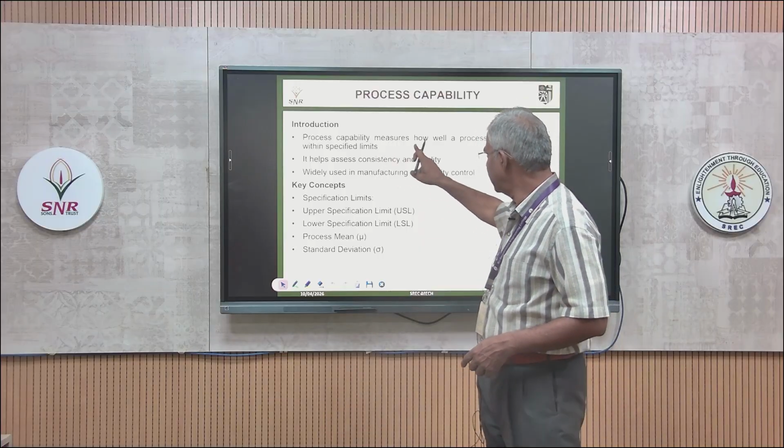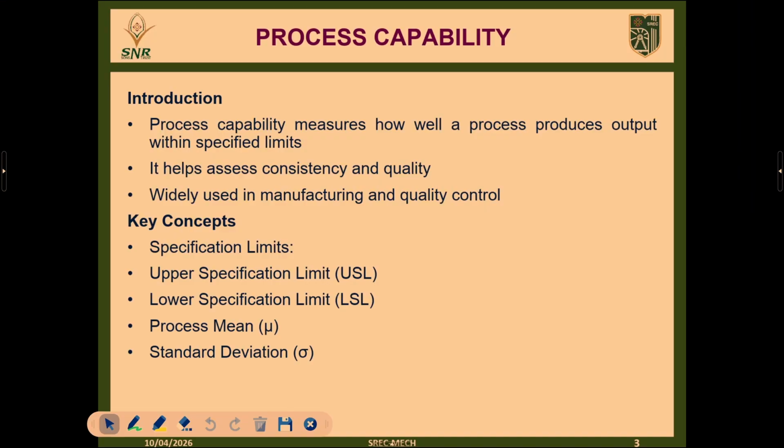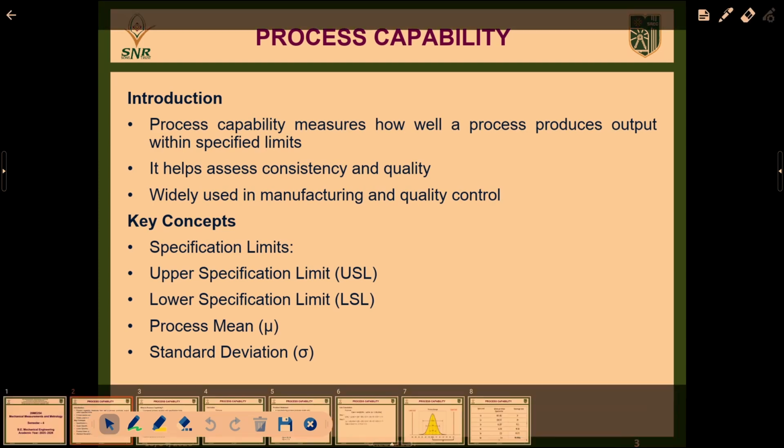Process capability measures how well a process produces output within the specified limits that we have discussed so far. It helps us to assess the consistency and quality of the products based on the process performance. It is widely used for manufacturing and quality control aspects. What are all the key concepts?